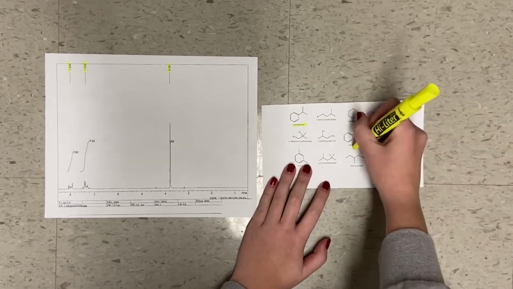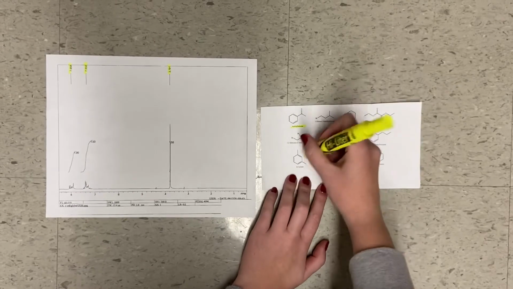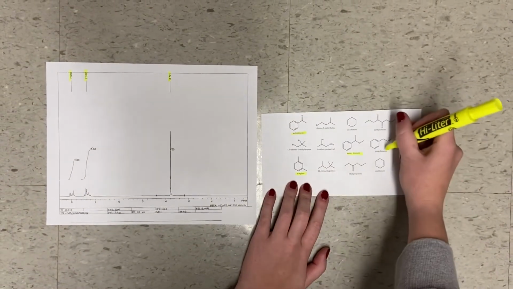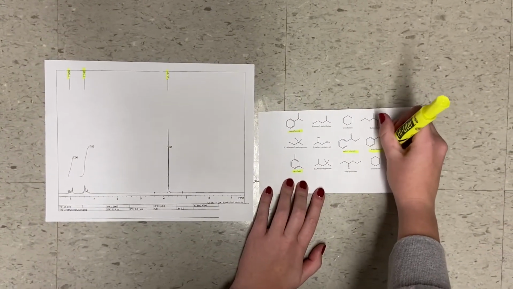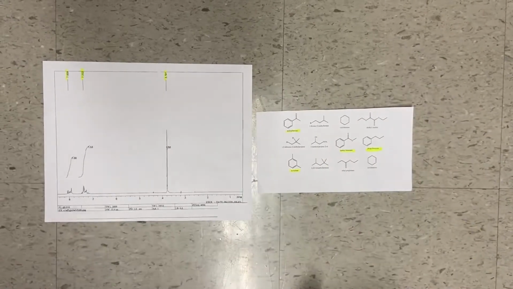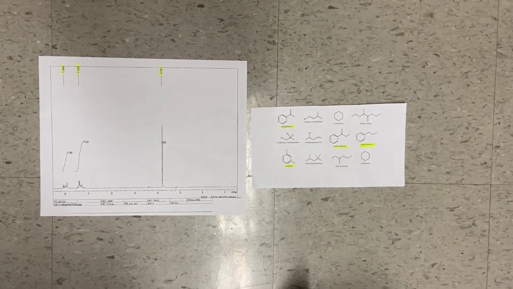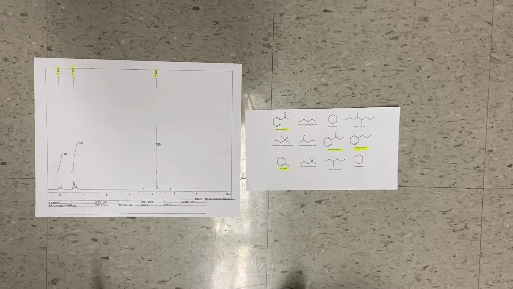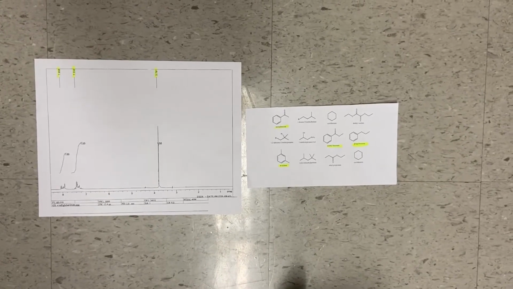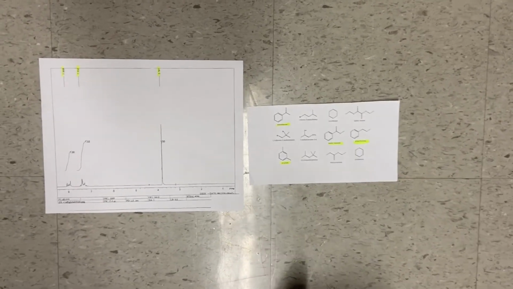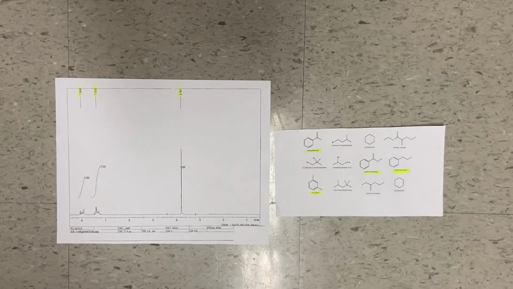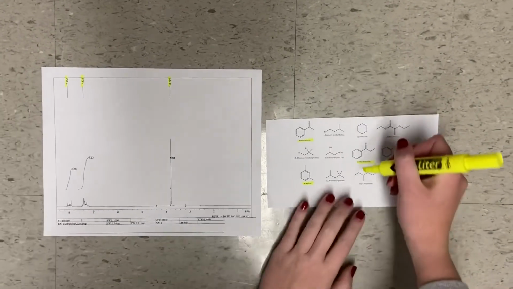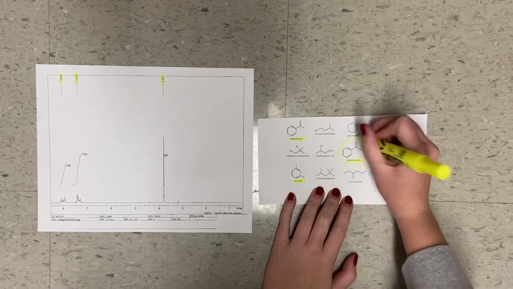acetophenone, methylbenzoate, m-xylene, and propylbenzene. The peak present at 3.791 ppm shows there is an electronegative atom. This narrows the unknown spectrum down to methylbenzoate.